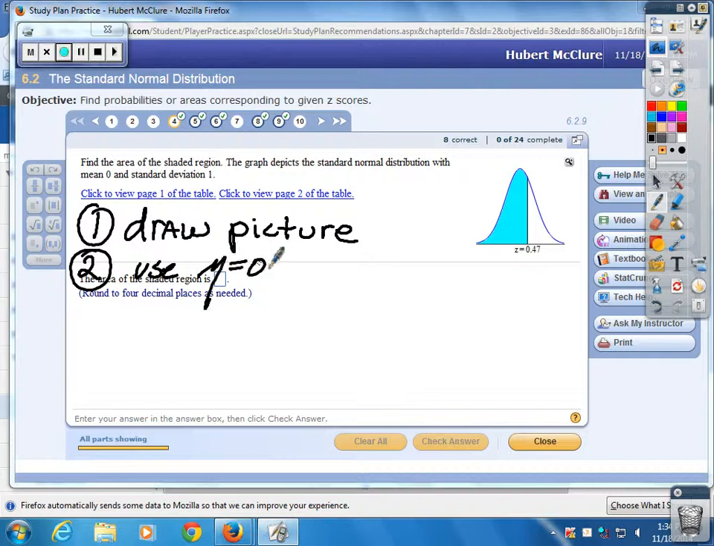Use mu is equal to 0 and standard deviation is equal to 1. So therefore you'll have 2 on one side and -2 on the other, -1, -2 on the other.